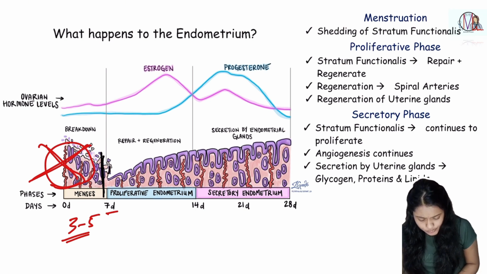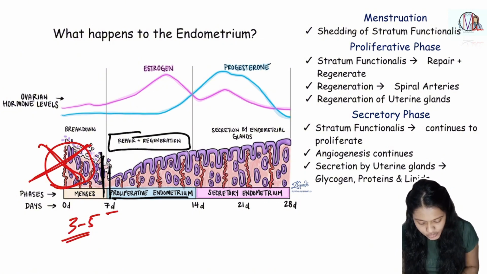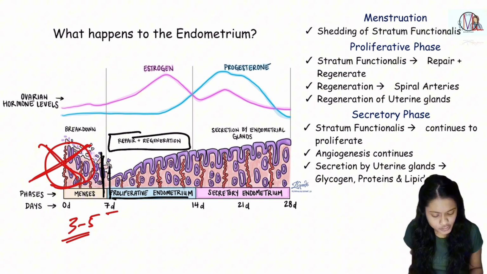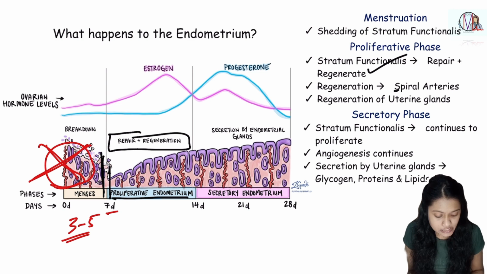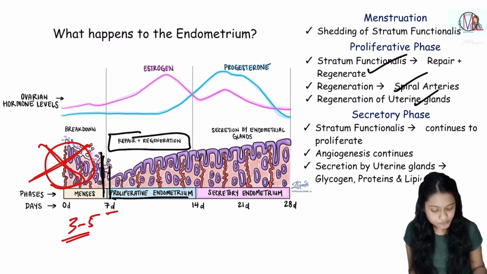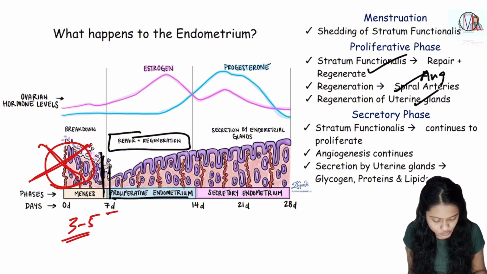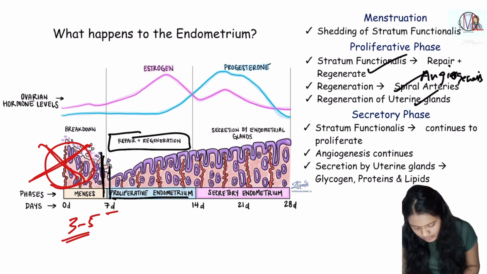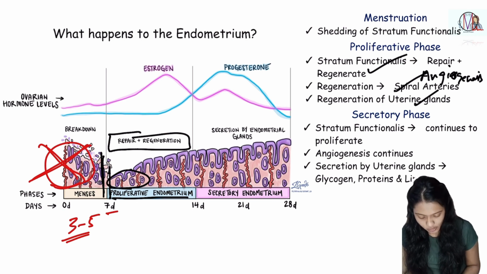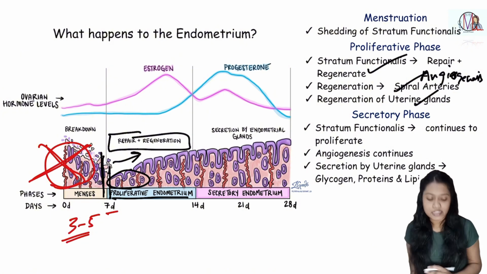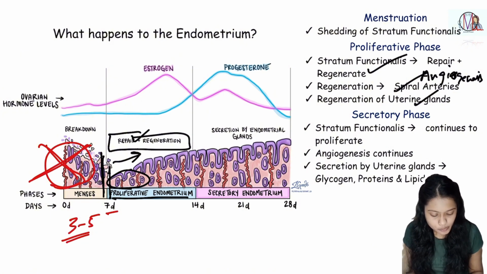But during the proliferative phase, that is the follicular phase, there is repair and regeneration. This phase is all about regeneration. Regeneration of the stratum functionalis, spiral arteries, and uterine glands. Now, the regeneration of spiral arteries is also known as angiogenesis. As you can see here, this spiral artery and the uterine glands are regenerating along with the stratum functionalis. Okay, this was about the proliferative phase.